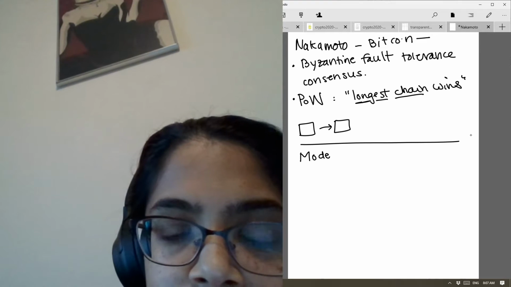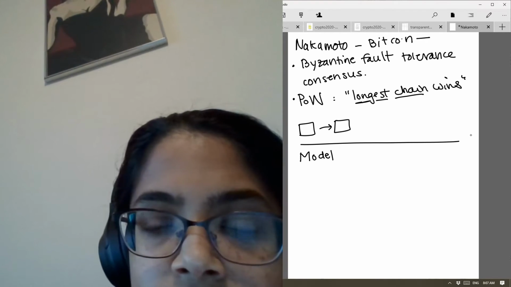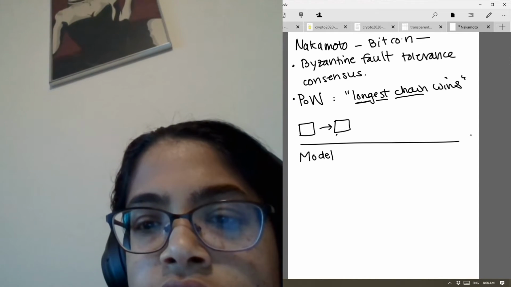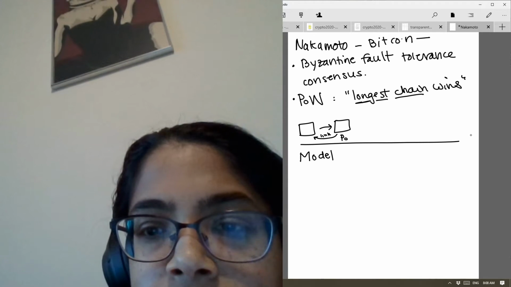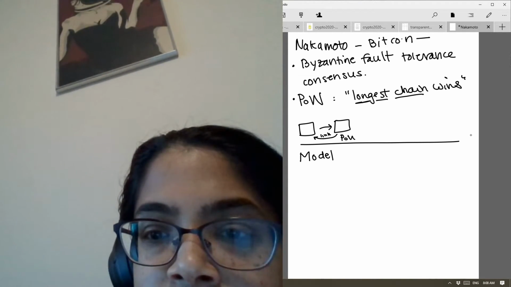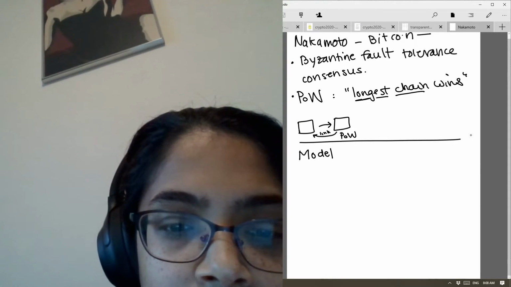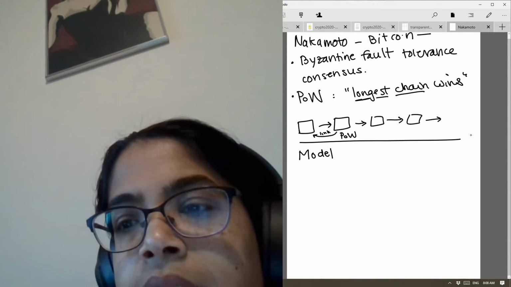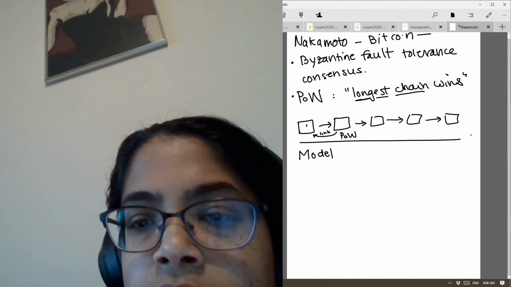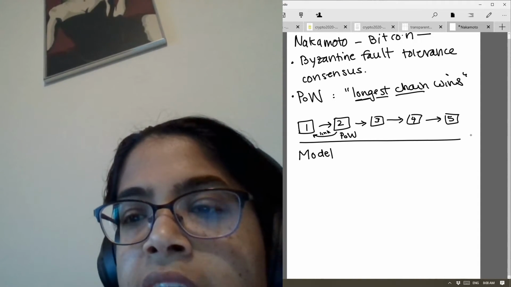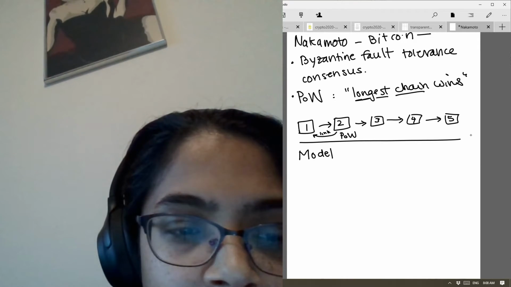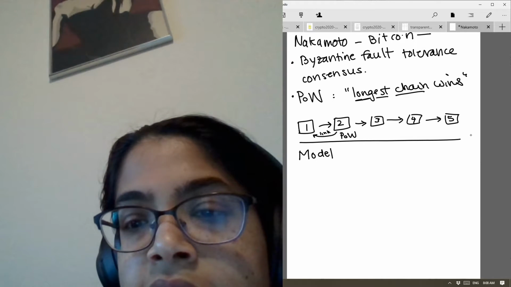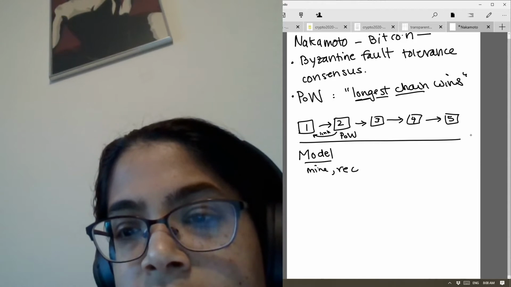So the model involves these blocks, like I said, and each block is linked to the previous block via this concept of proof of work. And this is what forms a proof of work chain. Now, the height of a block has to do with how long the chain is. So if I keep going, maybe you would say the length of this chain is 5, and the height of this block is 5. And honest users can gain new blocks either by mining them themselves or by receiving blocks from other users.